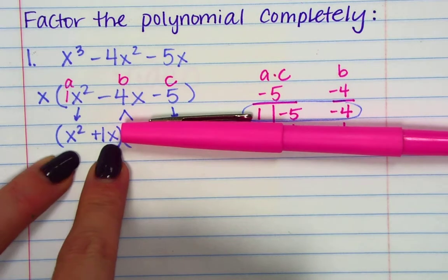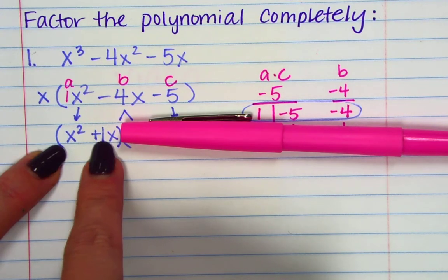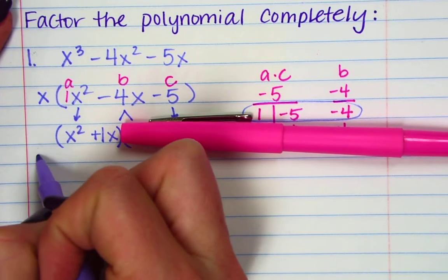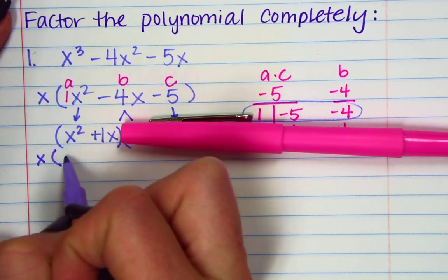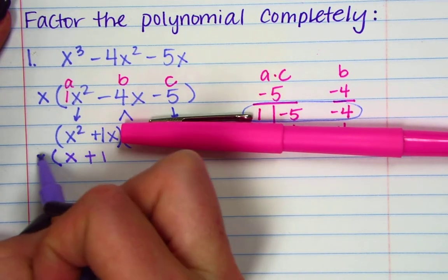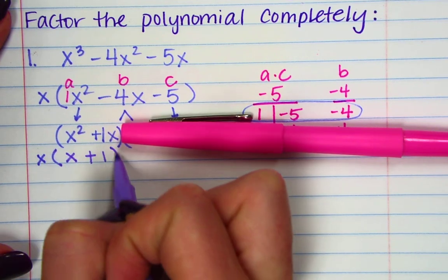Right? X squared and 1x. What's the greatest common factor? X, right? This one doesn't have a number. This one's just 1, so we can pull an X out front. Right, and what would be left inside? X plus 1, right? We took away 1x from here. We took away 1x from here. That leaves me with x plus 1.